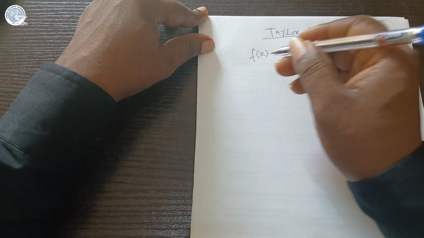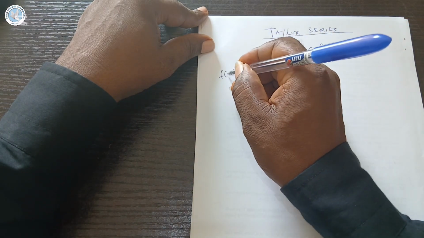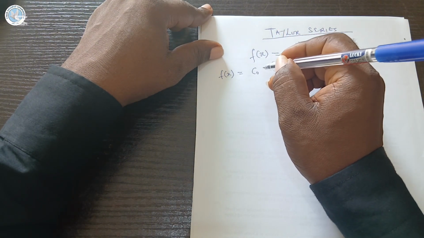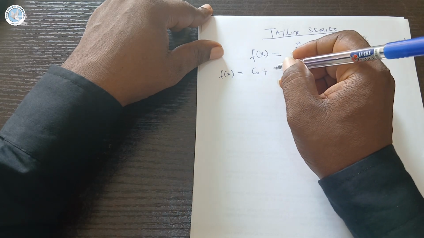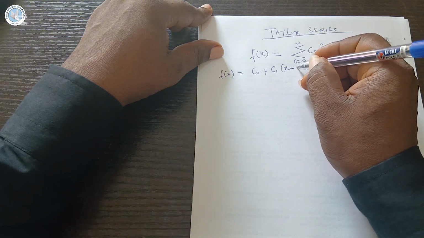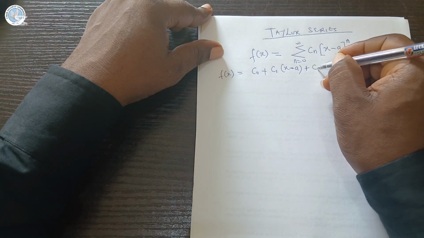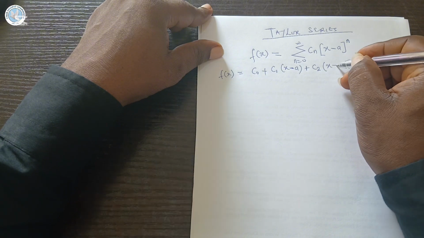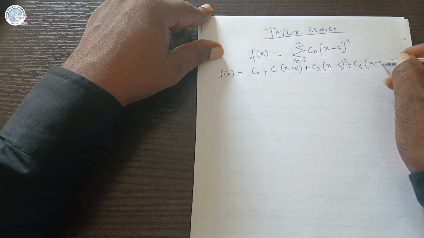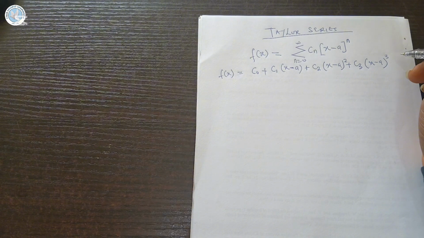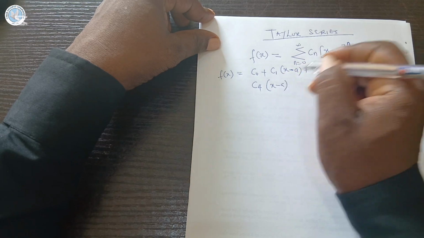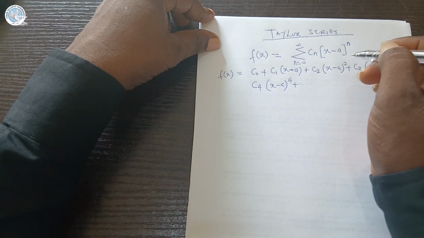At this point, we can further expand the expression by writing it this way: c0 plus c1 into x minus a, plus c2 into x minus a raised to the power of 2, plus c3 into x minus a raised to the power of 3, and plus c4 into x minus a raised to the power of 4, plus this till infinity.